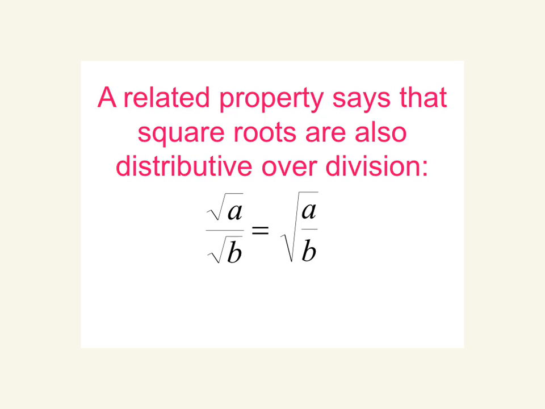Now we're going to move on to dividing radicals. And the first thing is, again, the property states that square roots are also distributive over division. So the square root of a divided by the square root of b can be written as the square root of a over b.